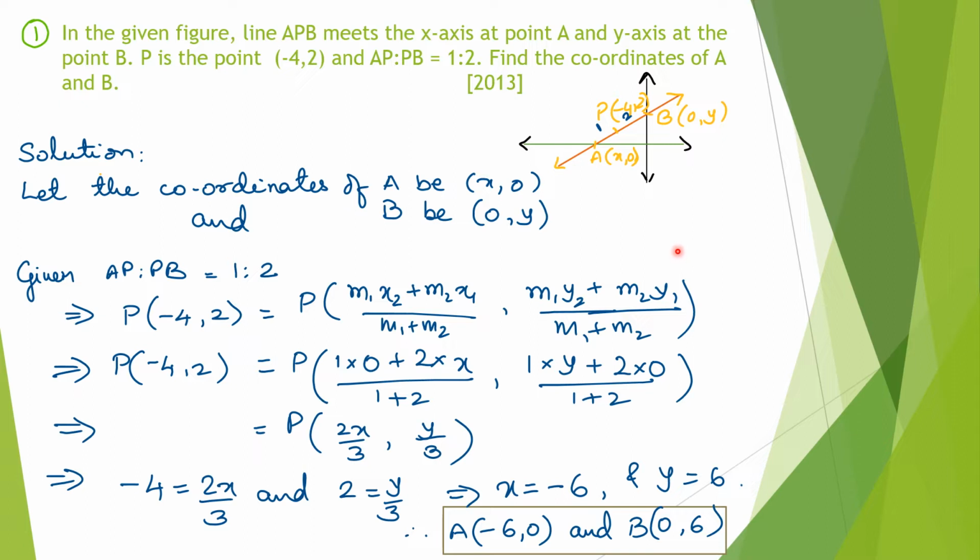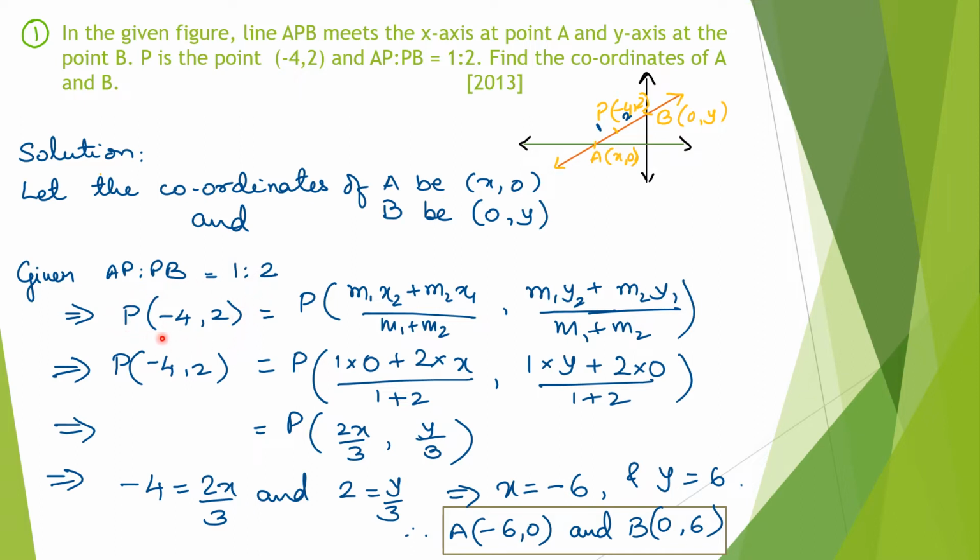So I have already told you in the previous two videos, that when the point is on the x-axis, you will take the coordinates as x, 0. And when a point is on the y-axis, you will take the coordinates as 0, y. So let the coordinates of A be x, 0 and the coordinates of B be 0, y. Now, since you are already given AP is to PB is 1:2, that means the ratio m1 is to m2 is given to you as 1:2.